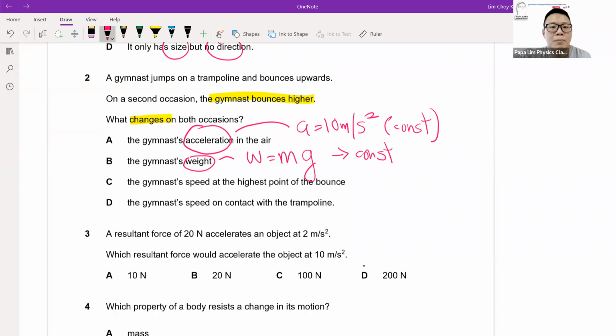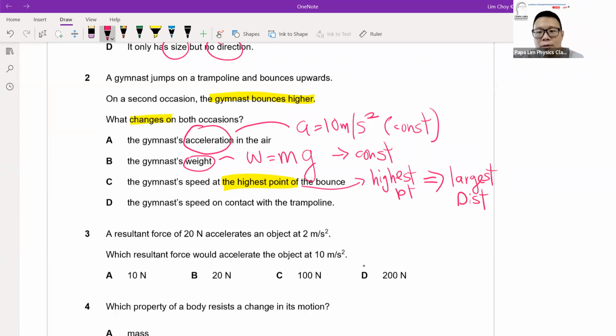Next, the speed at the highest point. The keyword that we look at is highest point. When we look at jumping and the highest point, there are a few properties that you need to take note of. The highest point of the bounce means it has the largest distance from the ground.